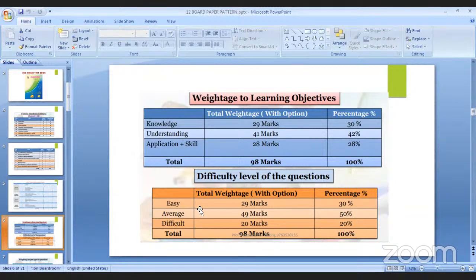Now, if you see the paper, easy questions are 29 marks, average questions are 49 marks, and the remaining difficult questions are only of 20 marks. So difficulty is only of 20 marks. And if you have studied well, I think you can attempt those difficult questions also very nicely.